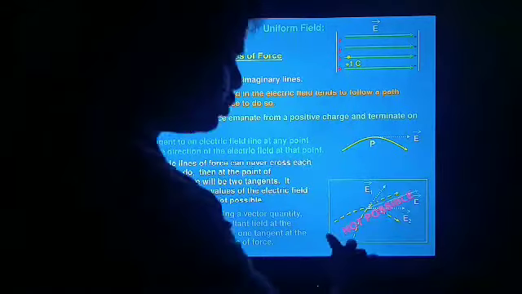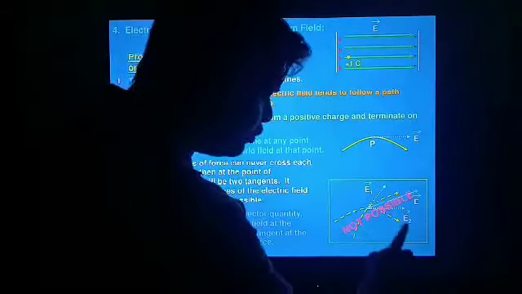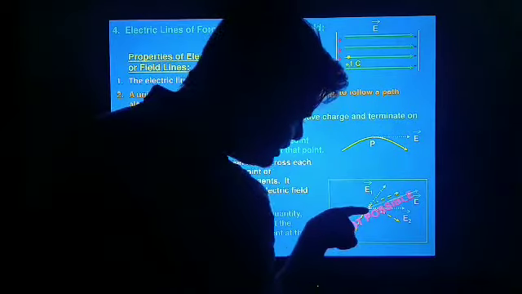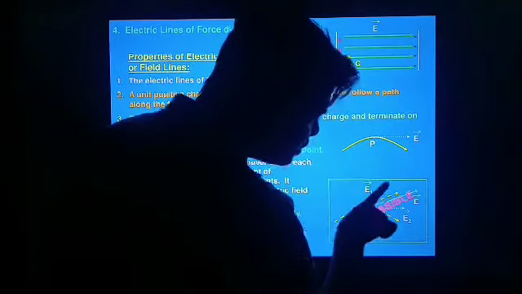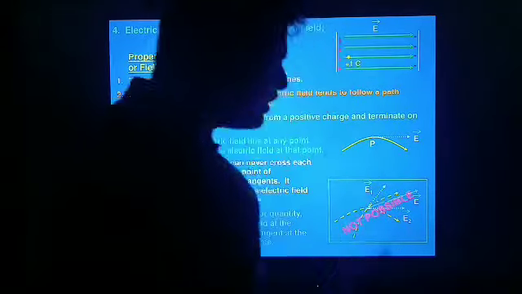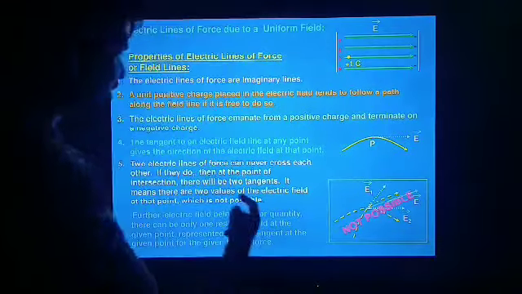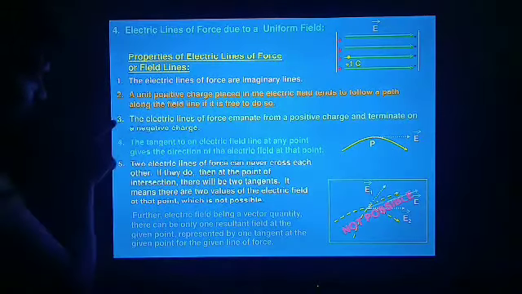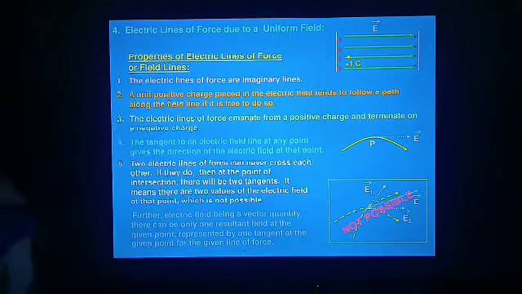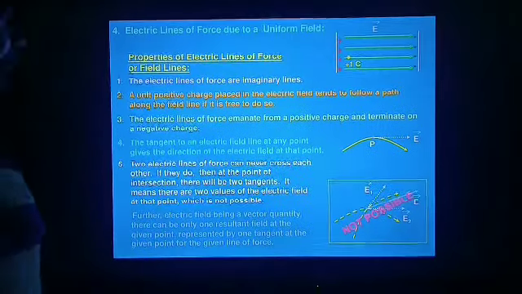Suppose that we are considering that two electric field lines can intersect. If they are doing so, then at the point of intersection two tangents can be drawn, which will show two directions of electric field, which is not possible. Learn these points. Points number 3, 4 and 5. Very important points.